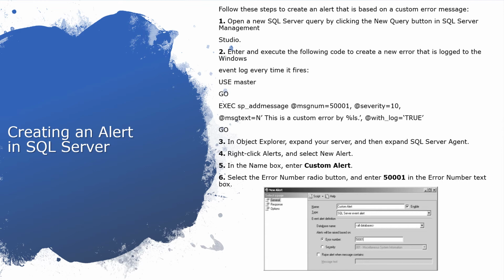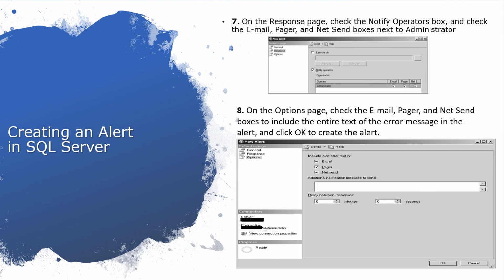In the Object Explorer, expand your server and then expand SQL Server Agent. Right-click Alerts and select New Alert. In the name box, enter Custom Alert. Select the Error Number radio button and enter 50001 in the Error Number text box. On the response page, check the Notify Operators box and check the Email, Pager and Net Send boxes next to the administrator. On the Options page, check the Email, Pager and Net Send boxes to include the entire text of the error message in the alert and click OK to create the alert.